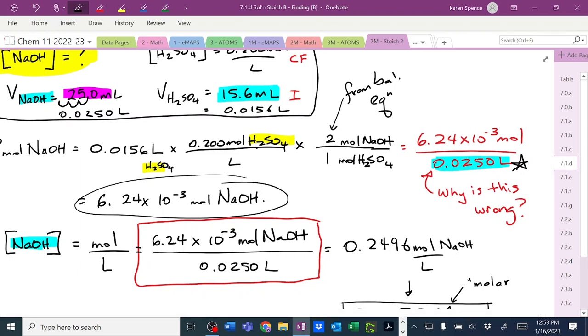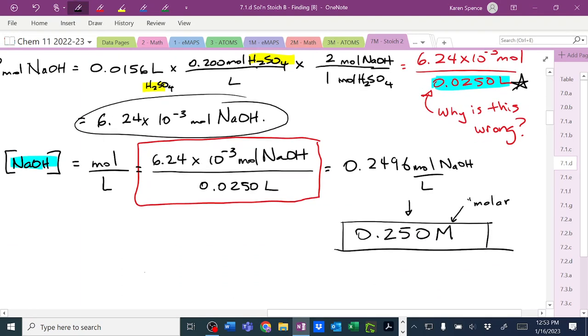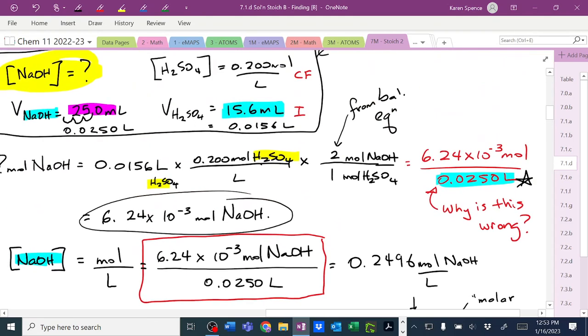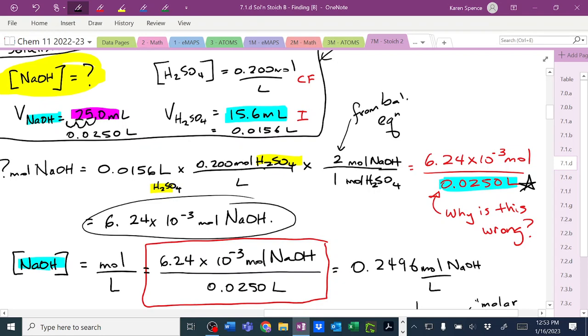Well, what if I did this? What if I said 1 times 2 times 3 equals 6 divided by 4? Is that okay? No. So why would it be okay that 0.0156 times 0.2 times 2, which is equal to 6.24 times 10 to the minus 3, does not equal 6.24 times 10 to the minus 3, divided by 0.0250.